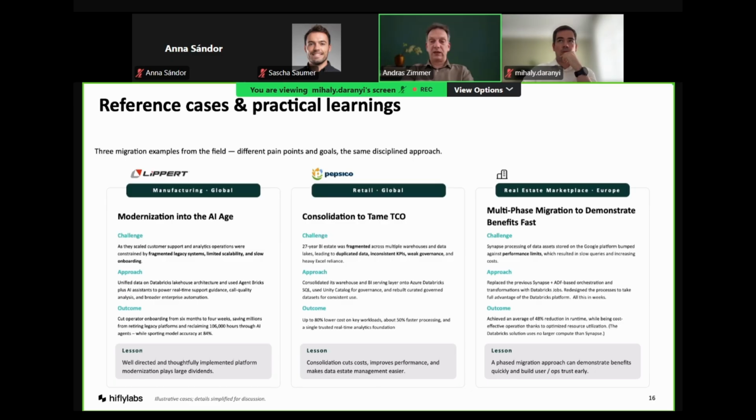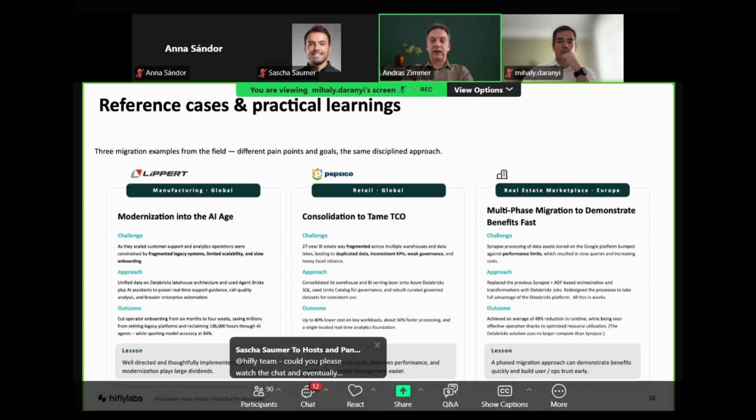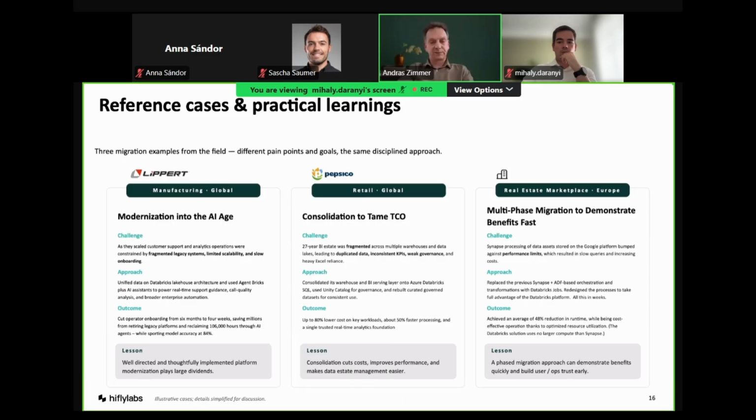The third one was a multi-integration to demonstrate that a phased migration is possible and pays dividends or brings benefits fast. That's also a somewhat different approach when you don't want to move everything in one project, but in a series of projects. So they first moved a part of their data processing, which had bumped against performance limits, and they replaced it with a Databricks solution that cut the average runtime by half and was a lot more cost effective thanks to optimized resource utilization.